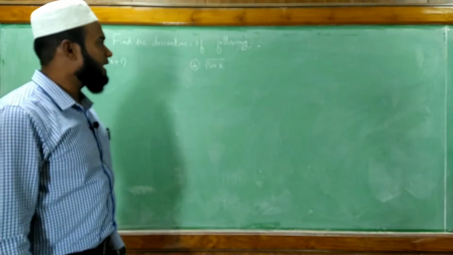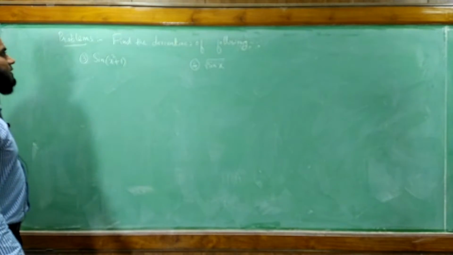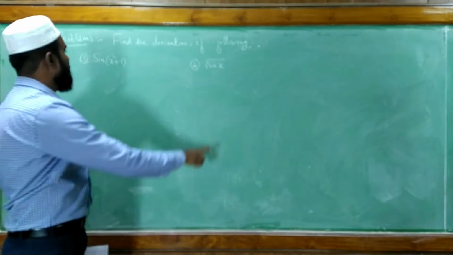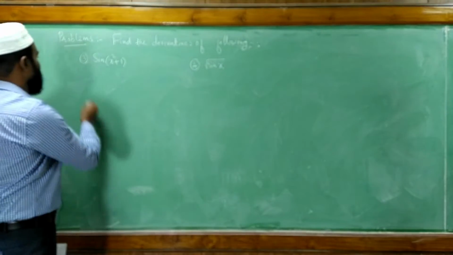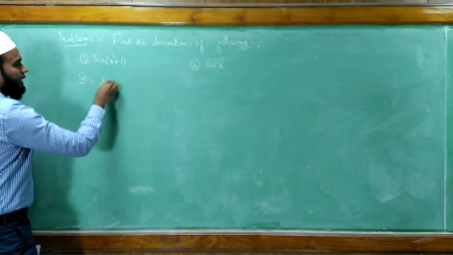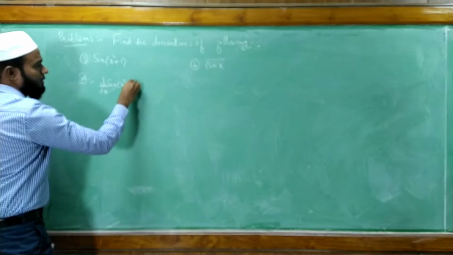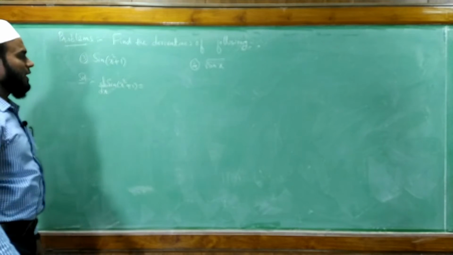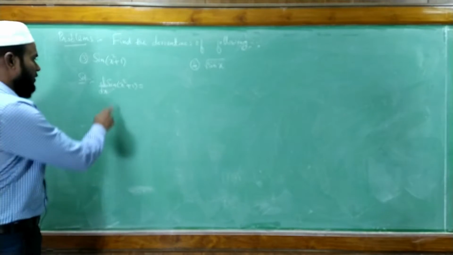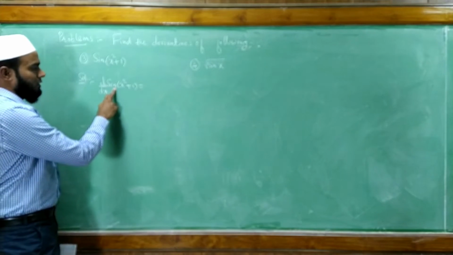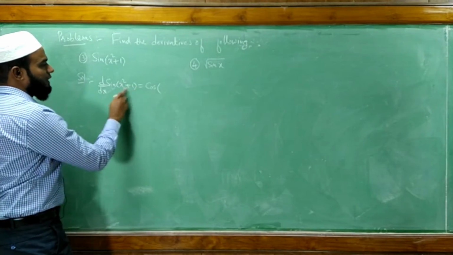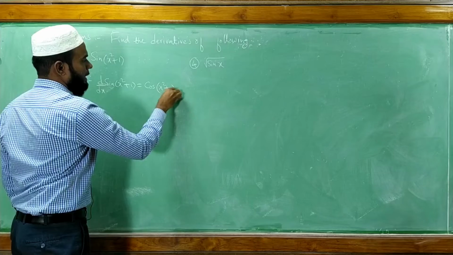Okay students, we are having two more problems. We have to find the derivative of sine of x square plus 1. We have to find the derivative of root sine x. So first we will find the derivative of sine of x square plus 1. Already we have seen in the standard formula that the derivative of sine x is given by cos x. So cos, in place of x we are having x square plus 1, right?